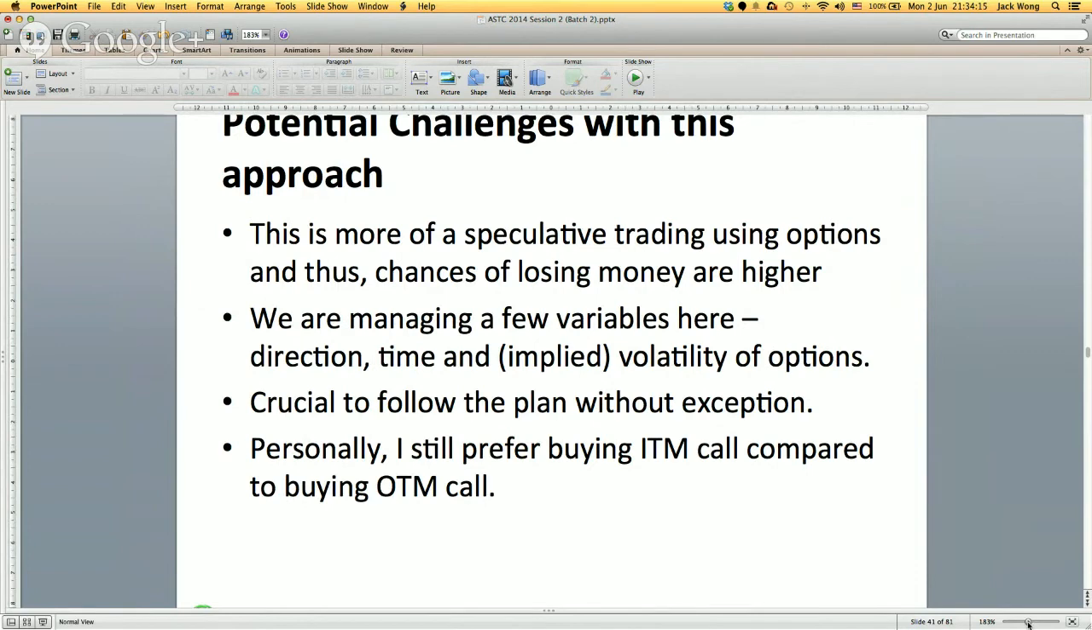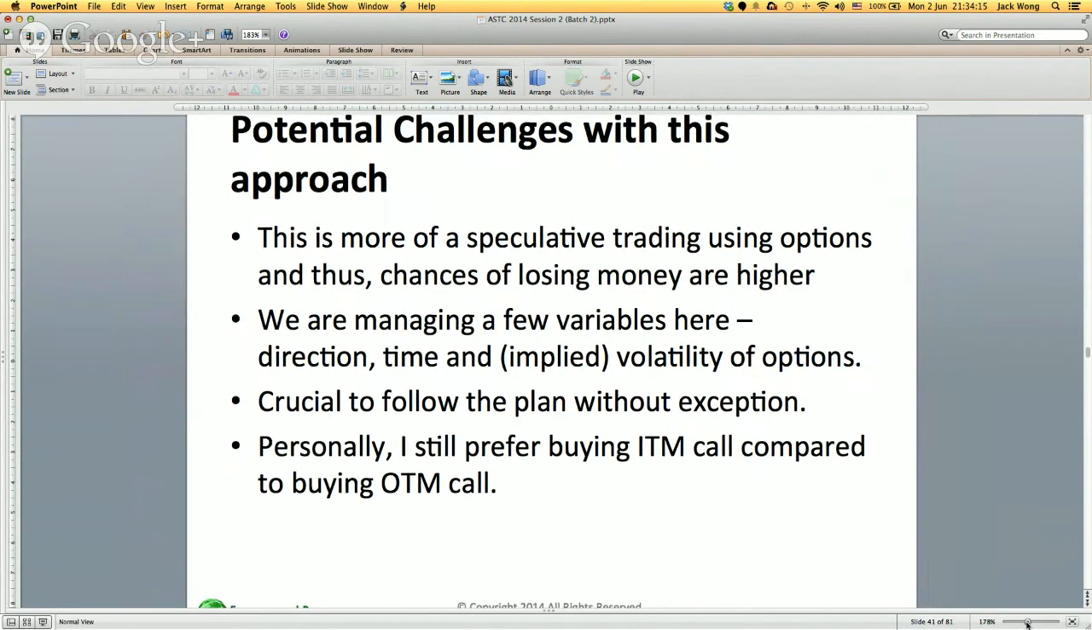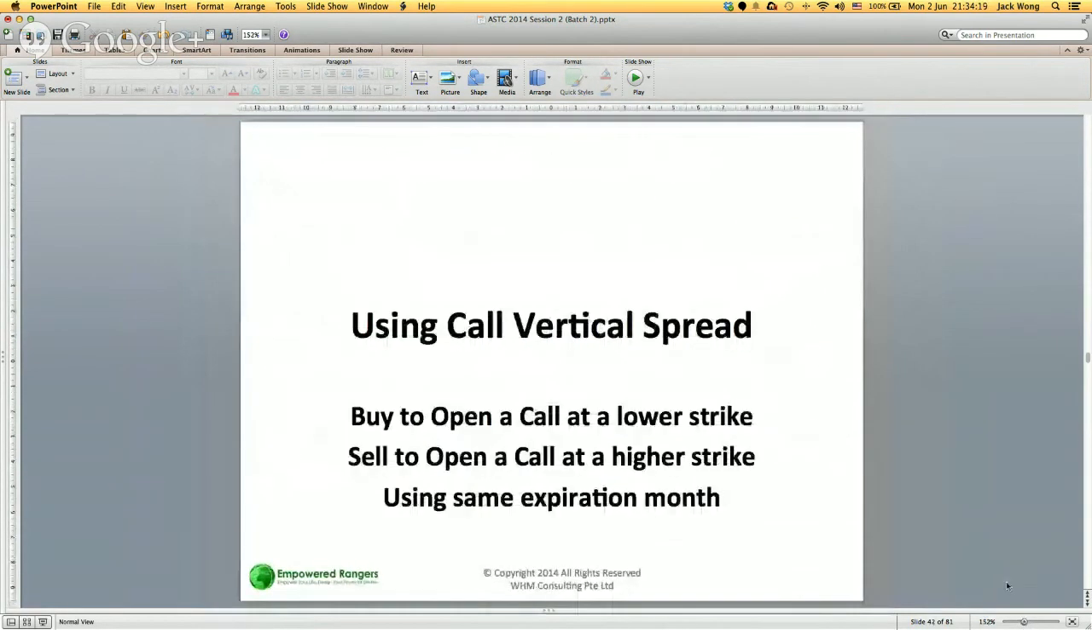Now let me go to the fourth strategy. My time now is 9:34. The market has already opened, but I don't care. That's the beautiful thing about trading options. I don't need to watch the market. And we are now talking about using call vertical spread.